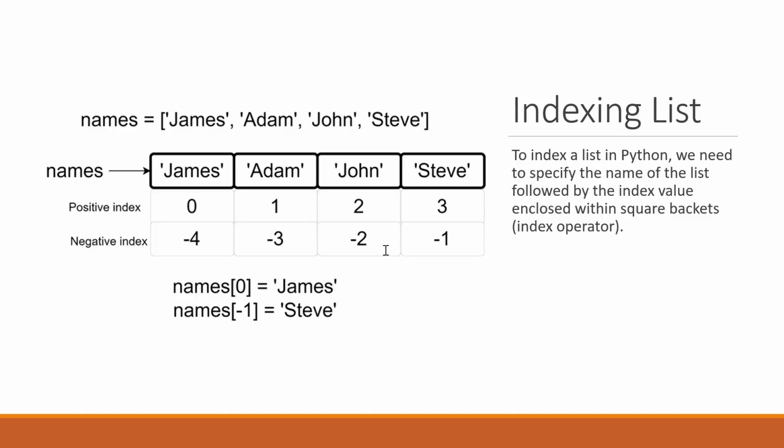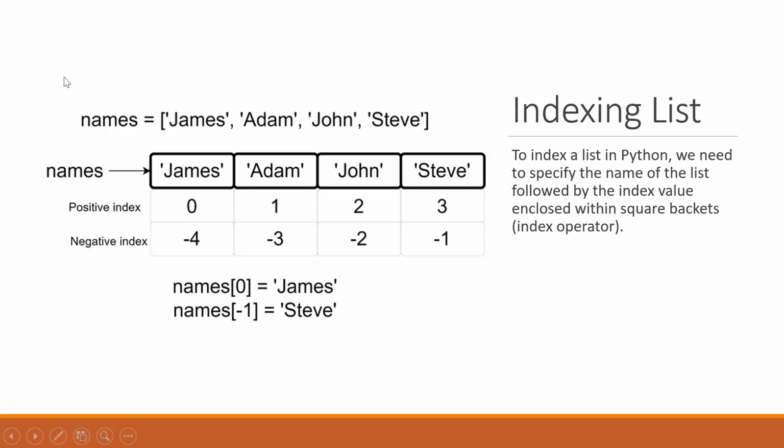So just like string and all other sequence data types, we can implement indexing as well as slicing on a list. Now indexing and slicing on a list will be executed in the same way as we have executed on strings in our previous tutorial session.